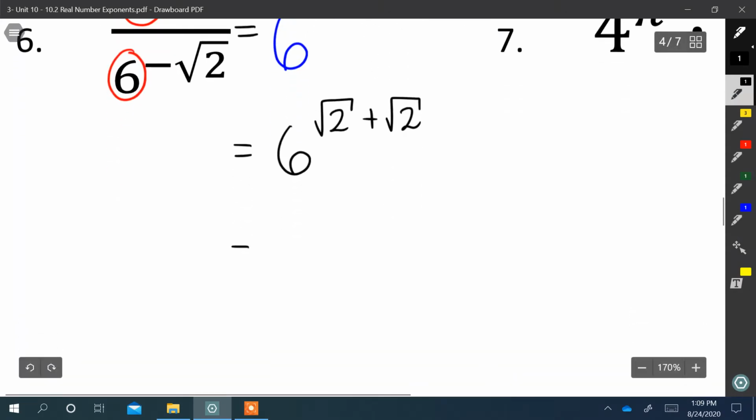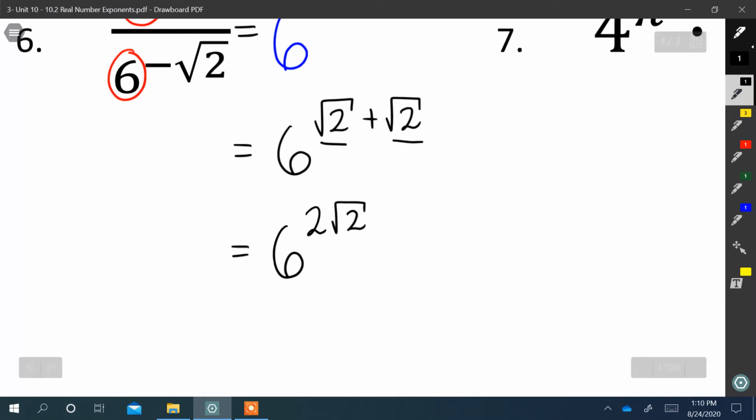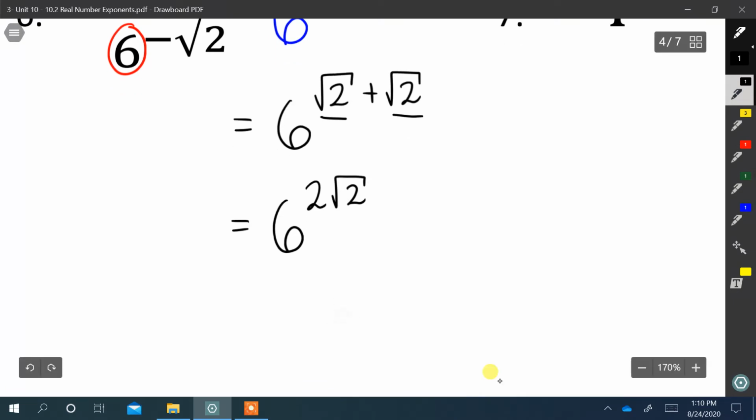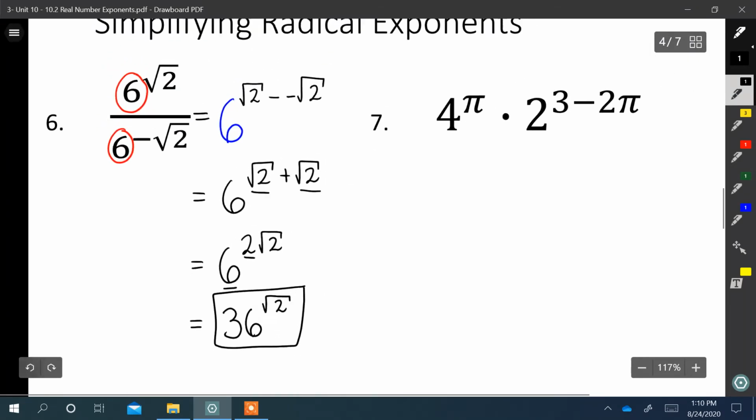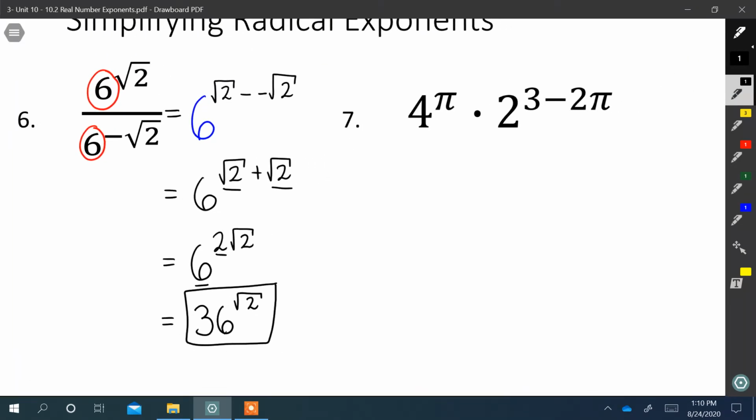And then we are going to get 6 to the square root of 2 plus the square root of 2. That's just simply going to be 2 square root of 2. Now, first of all, 6 to the second power is 36, but then the other one is just going to lay in there like that, just outside. So that would be my final answer to that one there.